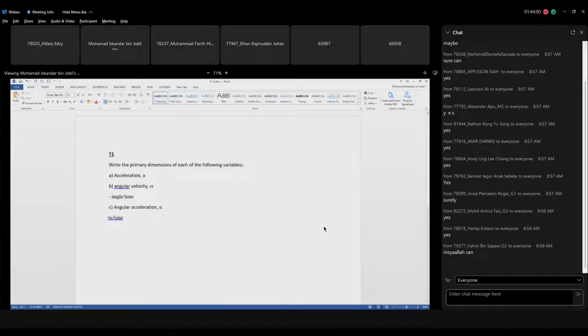And acceleration is length over time square. So these are the definitions. I'm helping you out with the definition values. So let's try this one out. Copy this one and try it out, and give me the answer in 5 minutes.